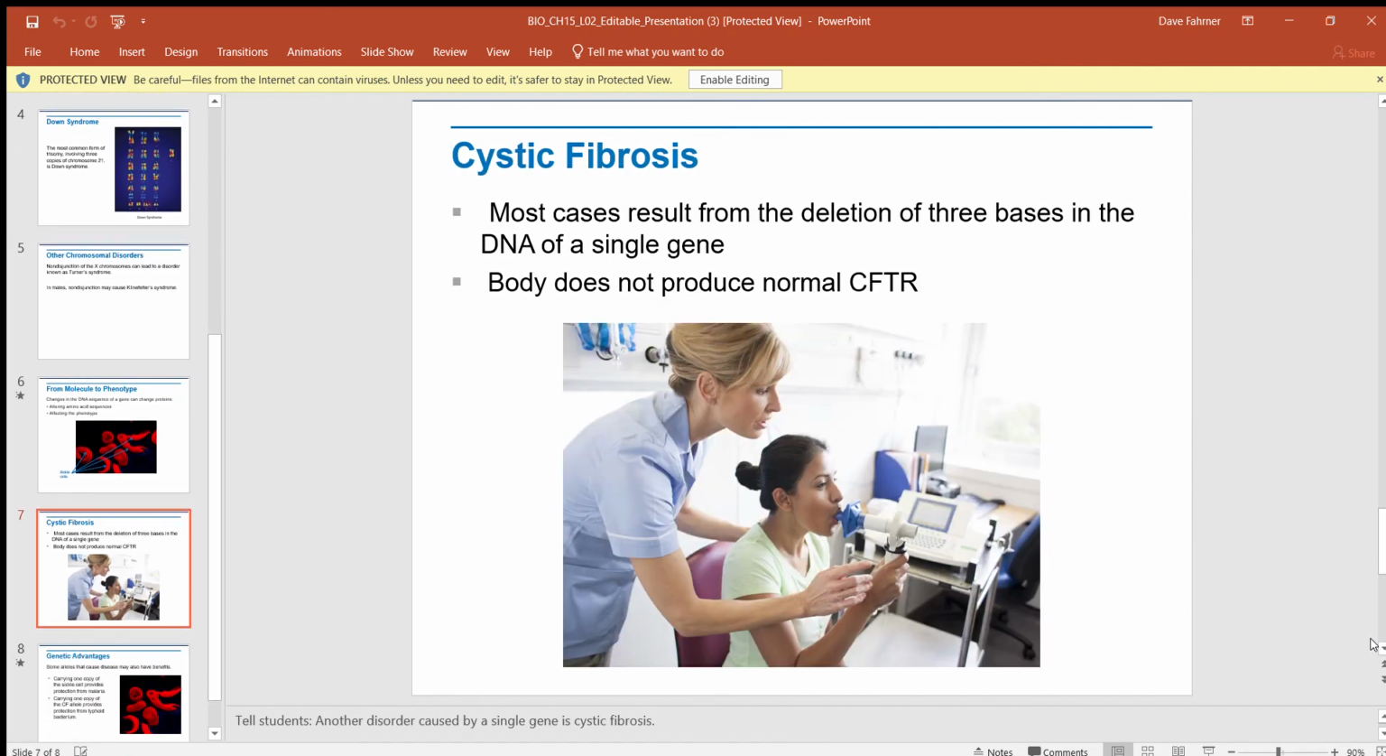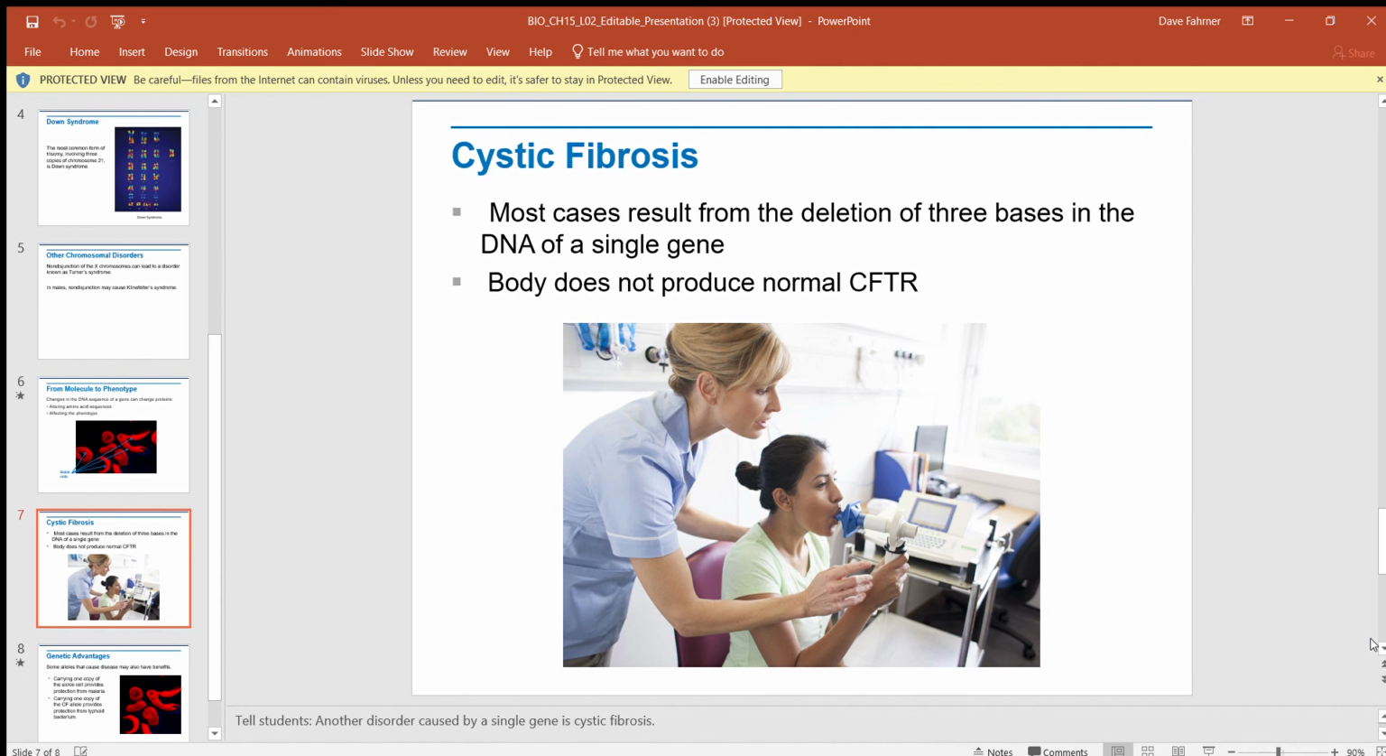Another of the proteins that is not being made correctly because of a mutation is the CFTR gene, which basically makes a person produce normal mucus. If you're missing that particular gene, or you're missing the three bases in the DNA that code for a particular amino acid, that means that amino acid has been deleted and a person does not produce normal CFTR.